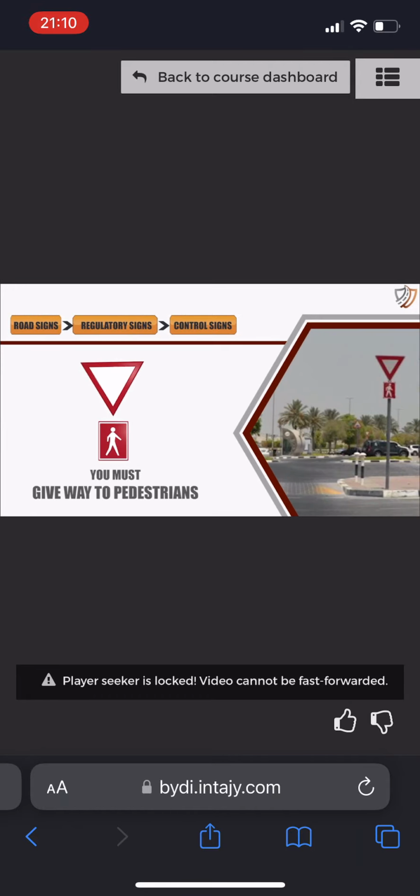This sign means give way to pedestrians. It depicts that you must give way to pedestrians to cross the road as they are more vulnerable to mishaps and are not protected. You may find these signs commonly in slip lanes, residential areas, in suburban areas, places of worship, parks, and shopping malls.